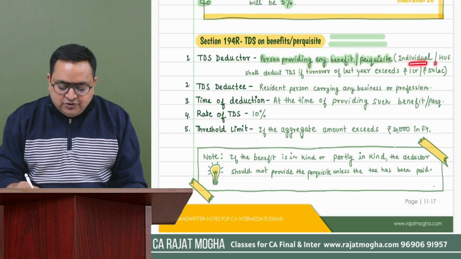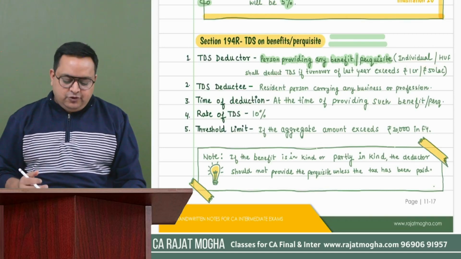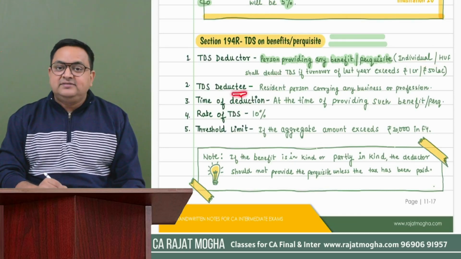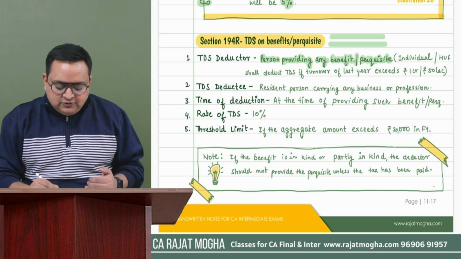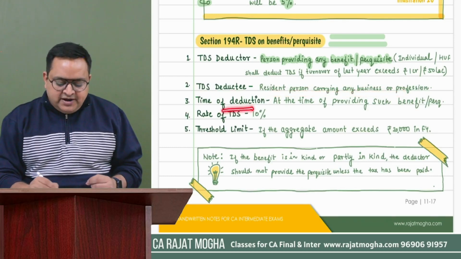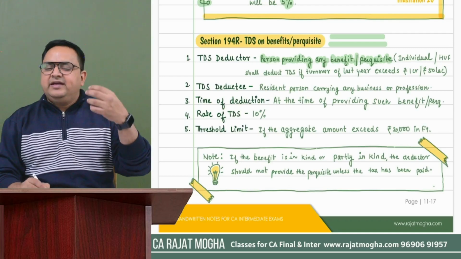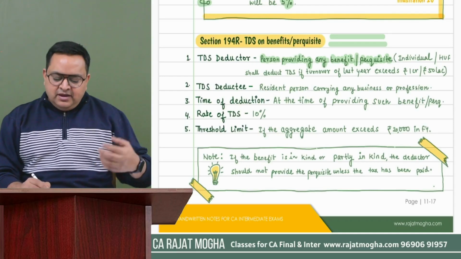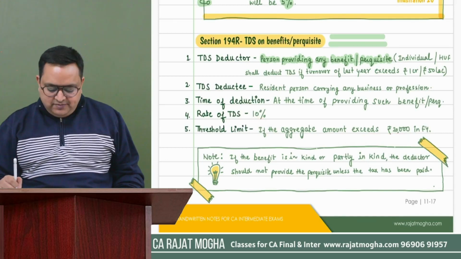But yes, if an individual or HUF is providing gifts, then their turnover should exceed 1 crore or 50 lakh rupees. Who is the TDS deductee? The person who is receiving the gift in the course of business or profession. So these are resident persons carrying on any business or profession. The time of deduction is at the time of providing such benefit or gift. So whenever we give these benefits or gifts to them, we will deduct 10% TDS if the aggregate amount is more than 20,000 rupees.